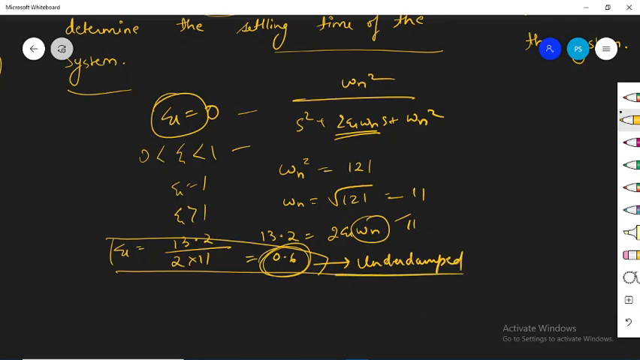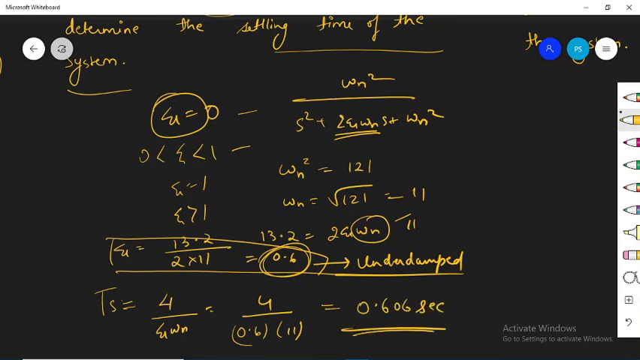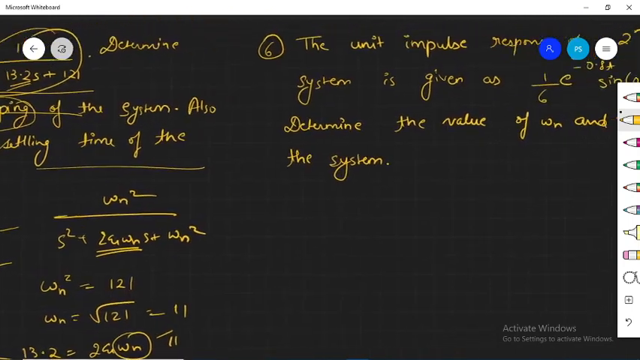Another part of the question is that we have to find out the settling time of the system. Settling time of the system, if nothing is mentioned, then just go for the 2% criteria. That means settling time will be defined as 4 divided by zeta omega n. You know the value of zeta, it's 0.6. You know the value of omega n, it's 11. So the settling time of the system will come out to be 0.606 seconds. This is going to be the settling time for this system. Okay, so this was a pretty simple question again.